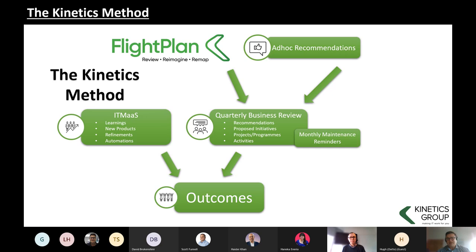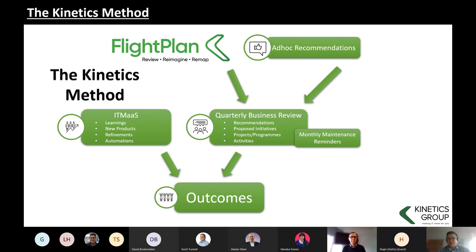At Kinetics, if you're a Kinetics customer, you also get a number of ad hoc recommendations that come through from your site owner, the likes of our CTMs, which are our client technical managers who own the technical relationship with you as our customer. Both of those recommendations, from either a flight plan or an ad hoc recommendation, feed into our quarterly business review. And our quarterly business review sits at the center of everything that we do with our customers, because it's the opportunity for us to look at those recommendations proactively.